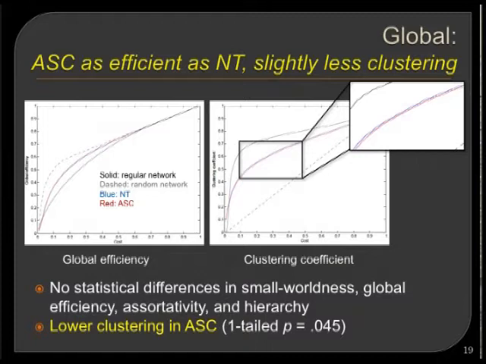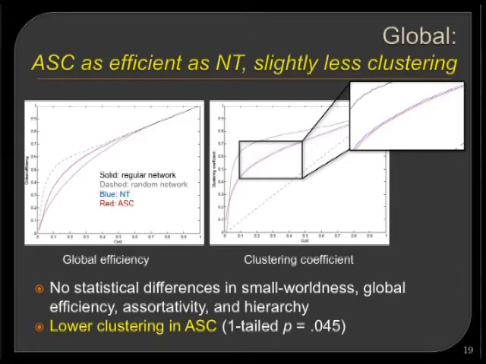Okay, so first we look at the global network properties. Surprisingly, we found no global differences in the networks of people with autism or without. There was no significant difference in small-worldness, global efficiency, assortativity, or hierarchy. They are all measurements of how the networks are constructed. However, there seems to be a marginal difference in clustering coefficient, lower in people with autism. That implies the network is a bit more random than the neurotypical networks. This is a global measurement, but they're as efficient as each other.